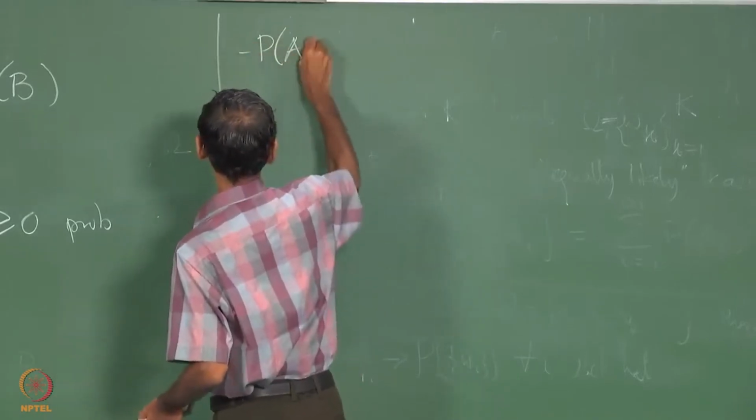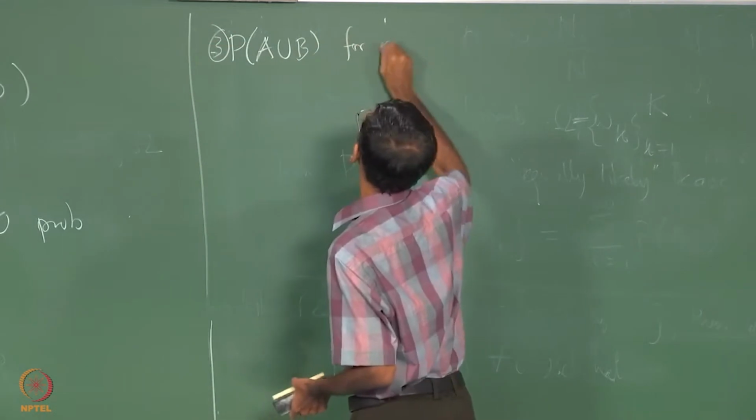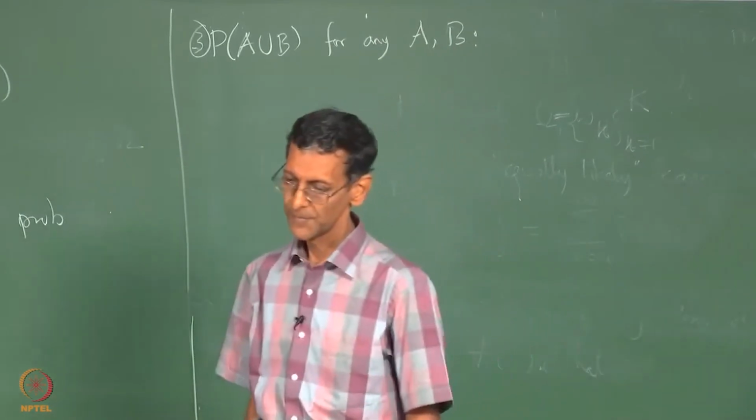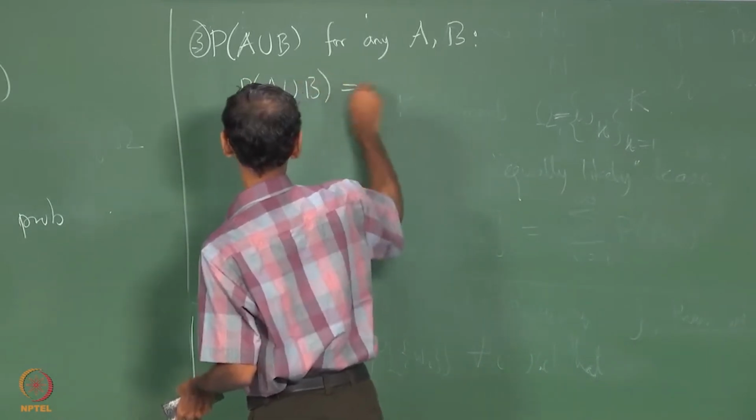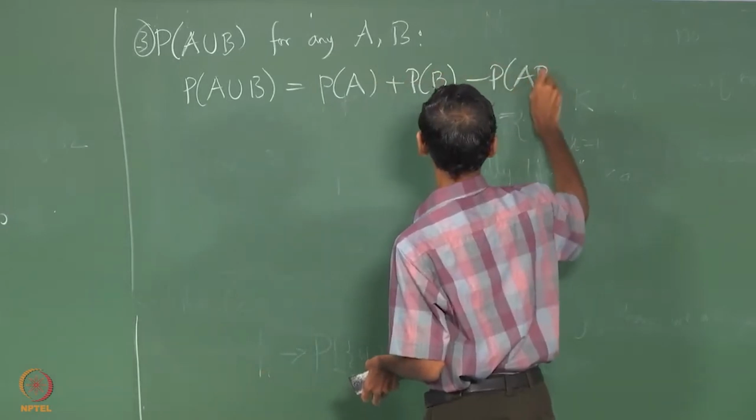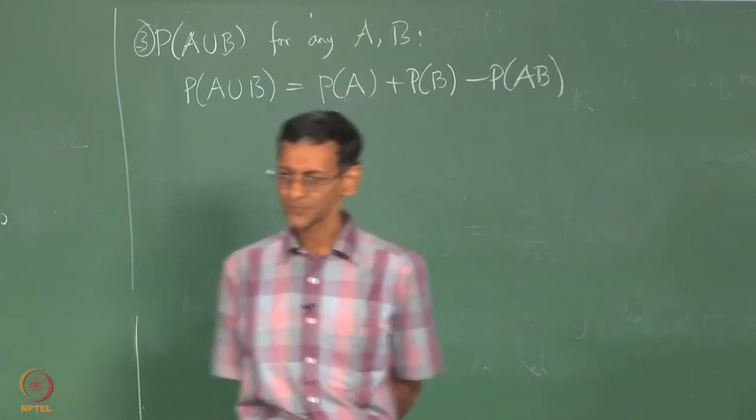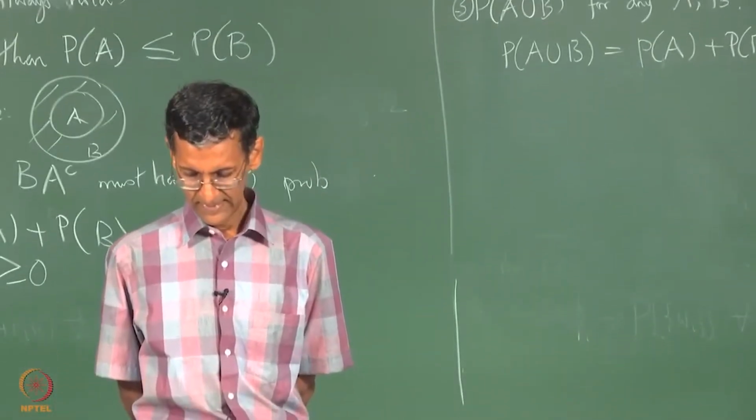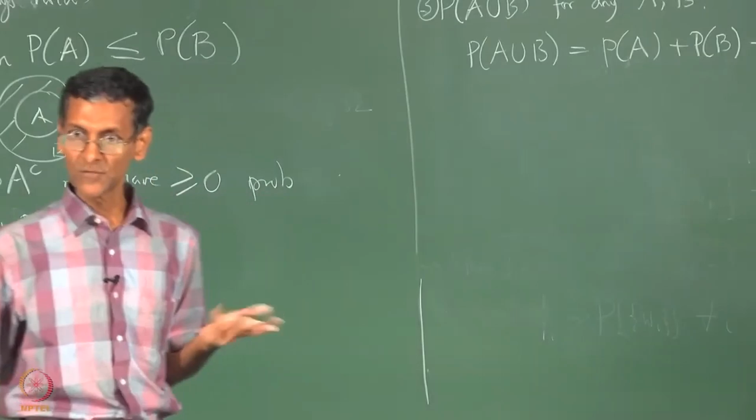The most non-trivial result. In general, what is the probability of A union B for any A, B, not necessarily exclusive? This is the standard result that is quoted in all books somewhere in the first few pages. How do we get this? How do we write this? It all depends on writing this A union B as a union of exclusive events.